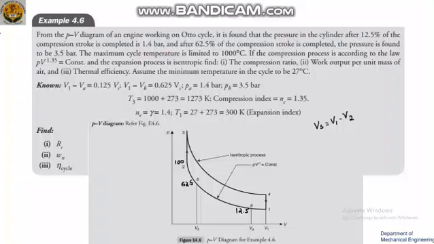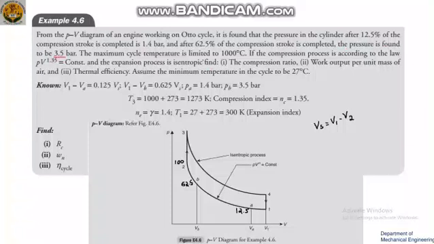Hello all. In this video we solve one more problem on Otto cycle. The problem is: from the PV diagram of an engine working on Otto cycle, it is found that the pressure in the cylinder after 12.5% of the compression stroke is completed is 1.4 bar, and after 62.5% of the compression stroke is completed, the pressure is found to be 3.5 bar.